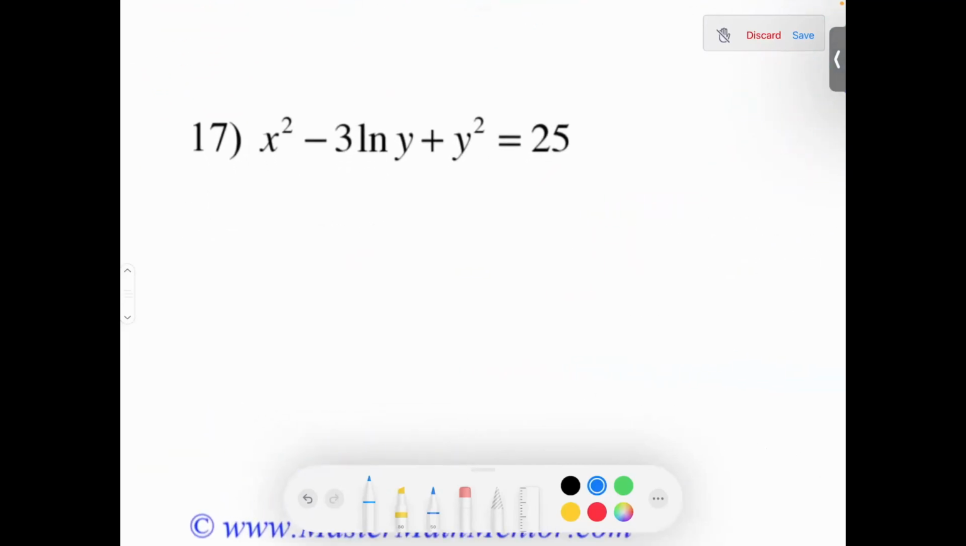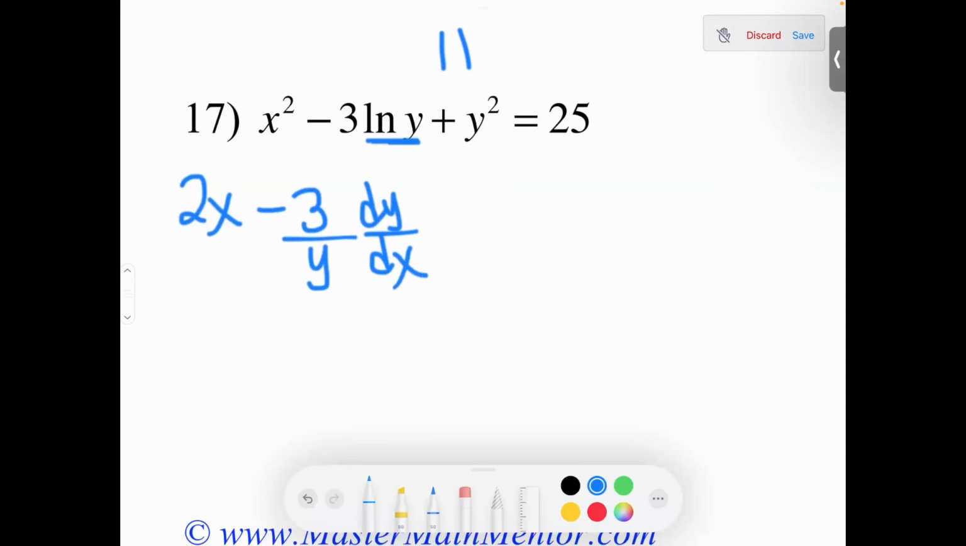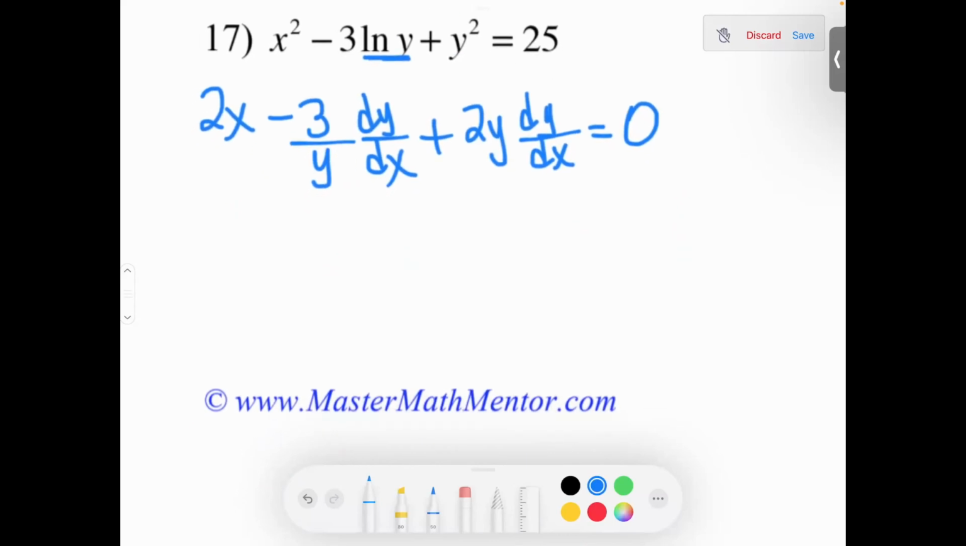All right, we could also use implicit differentiation from chapter 11 with natural logs. Derivative of x squared would be 2x dx/dx, just to review, but we don't have to write the dx/dx because it's just 1. Minus 3 times the derivative of natural log of y is 1 over y. So we multiplied that by 3, so I'm going to put the y in the bottom. dy/dx plus derivative of y squared would be 2y dy/dx. And derivative of 25 is 0. And we're solving for dy/dx.